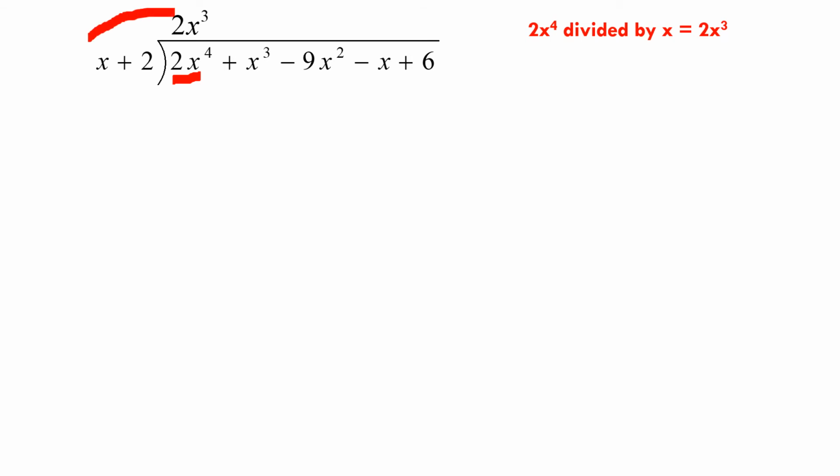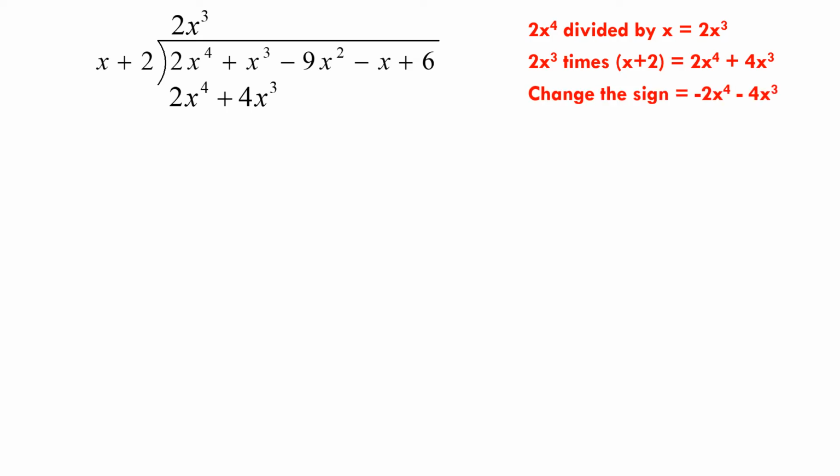Sunod na step is to multiply. 2x cubed times x plus 2 will have 2x raised to 4 plus 4x cubed. Subtract tayo. Change the sign of your subtrahend. So, yung negative magiging positive. At yung positive magiging negative. So, 2x raised to 4 minus 2x raised to 4 is 0. Cancel na yan. Then, positive x cubed minus 4x squared will give us negative 3x cubed. And then, bring down natin si negative 9x squared.